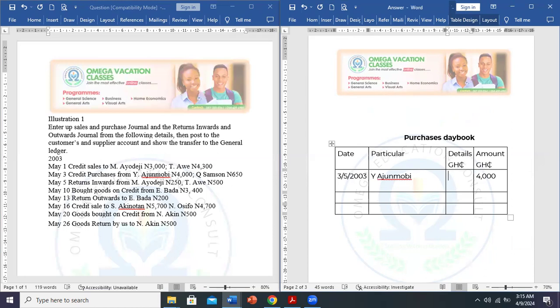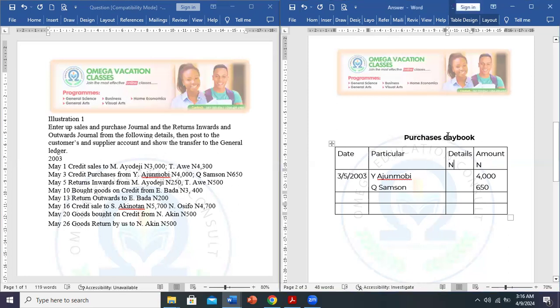Okay, and then the next person was Kyo Samson. So Kyo Samson too was 650. Again, naira. So change the currency to naira. So you see that it's very simple, very, very simple. The next one, return invoice from M Ayodeji, 250, and T Away, 500.